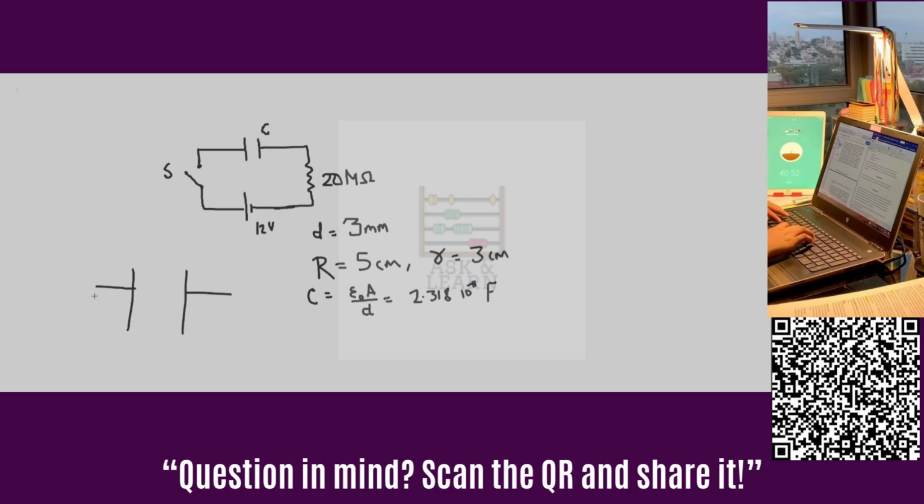Now we need to find out the magnetic field at a radius of 3 centimeters. So if this is 5 overall, the 3 should be somewhere about this much, measured from the center. So we start with Ampere's law.